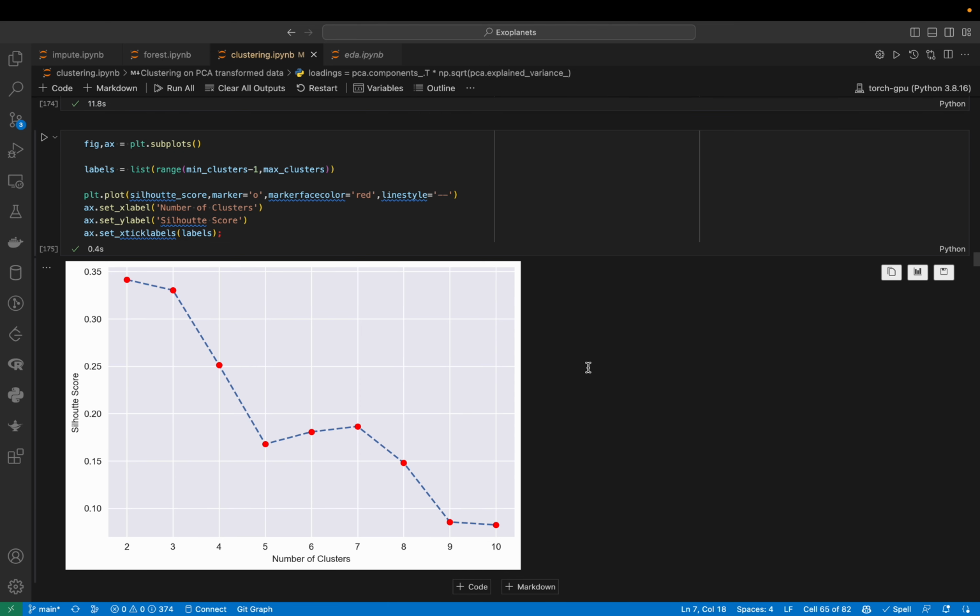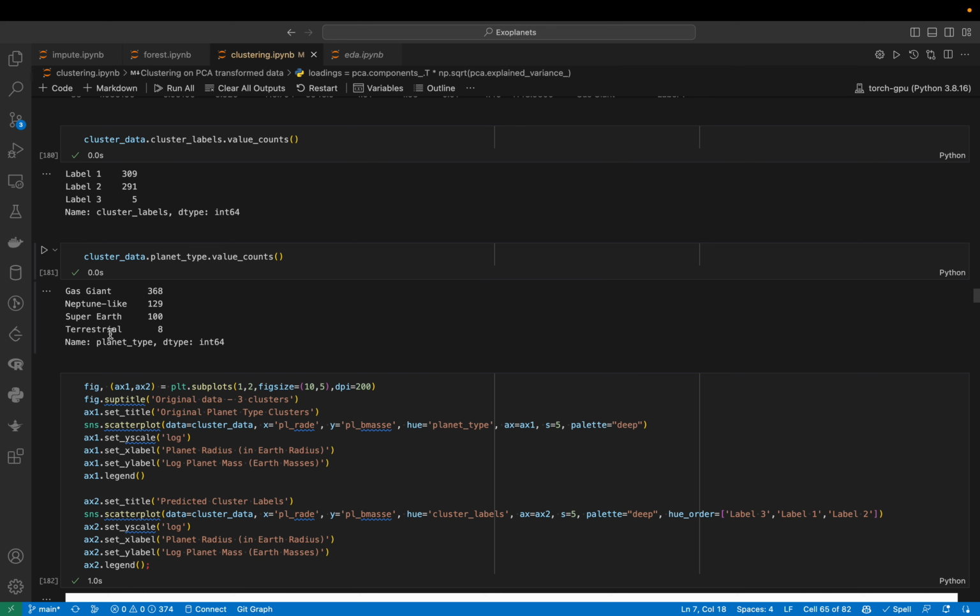Here you can see we have just 8 data points for the terrestrial planet type in the 605 data points, and our clusters with the original data set say there are 309 data points for label 1, 291 for label 2, and for label 3 it's just 5, and the plot looks like this. This is the original planet types with respect to the planet radius and log of the planet mass, which is in Earth masses, and you can see distinct intersections where the blue is super Earth, green is Neptune-like, and the orange or brown is gas giants.